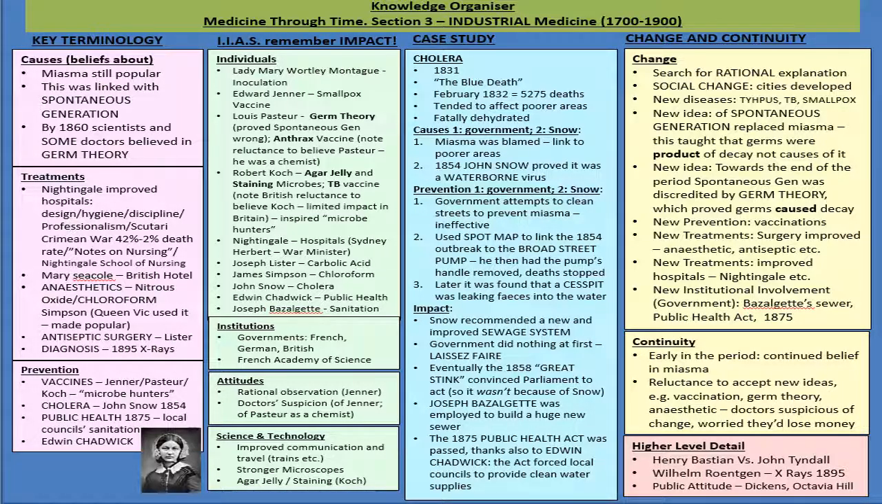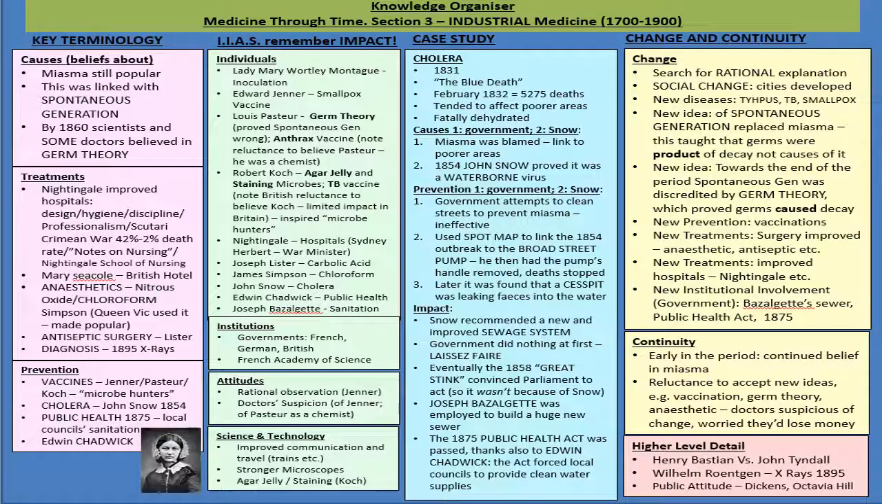Cholera. Nicknamed the Blue Death, big outbreak in 1831, 5,275 deaths in 1832, tended to affect poorer areas. You basically dehydrated to death. Beliefs about causes were that it was miasma linked to poorer areas, logical but incorrect. In 1854, John Snow was the first person to prove that it was a waterborne virus.